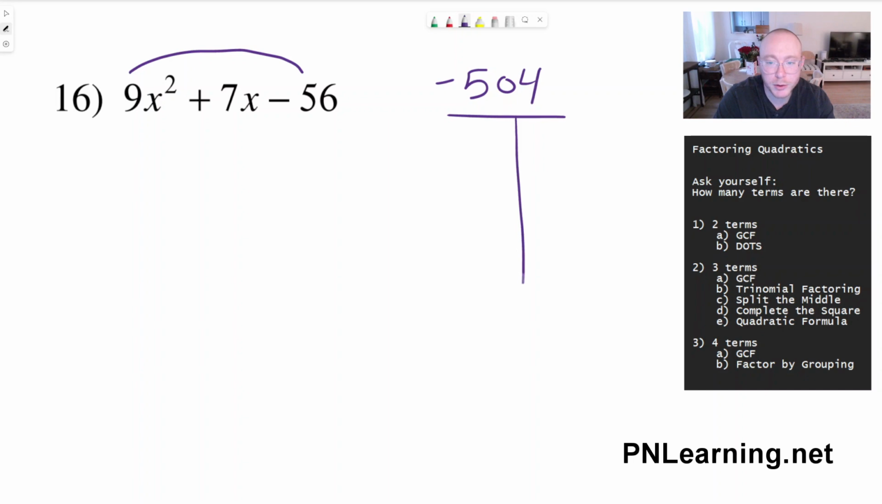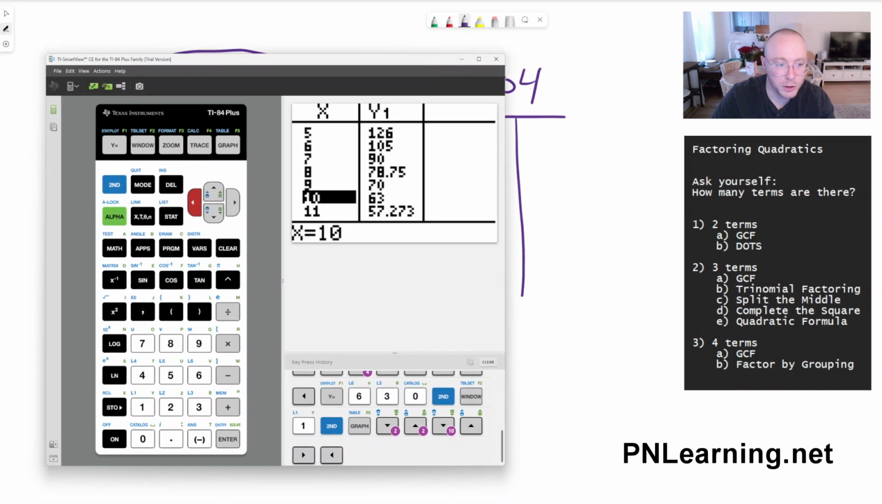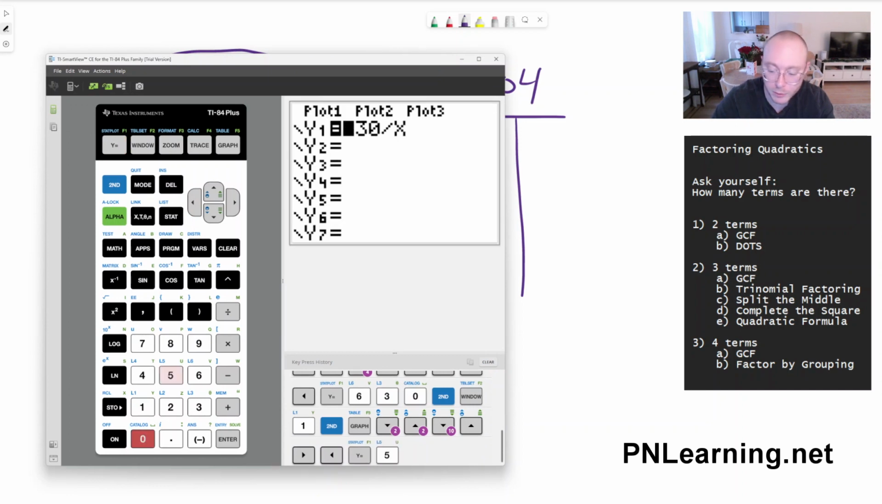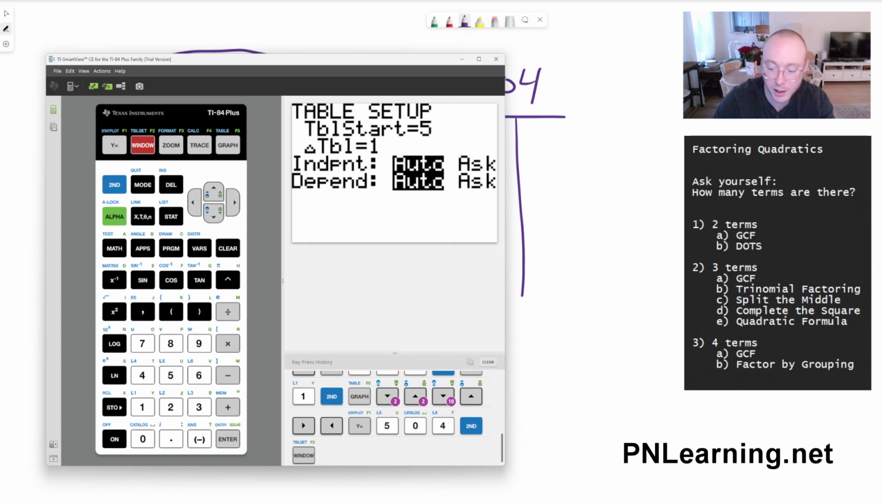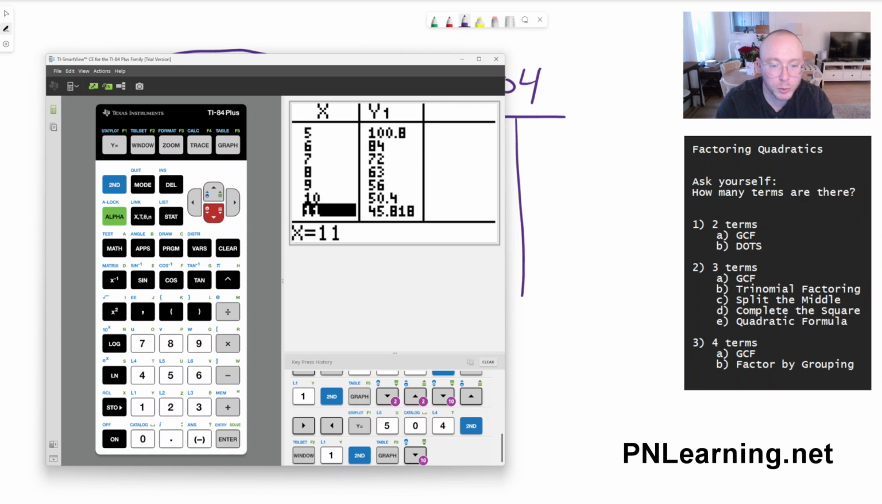Again, we've got a big number here, so let's go to the calculator for this one. We have a negative 504, so that means we actually want to find factors that have a difference of 7. So let's put that in, 504. Again, second window to make sure we're starting at 1, and then second graph, and here we go. We're looking for factors that have a difference of 7. So I'm going to go down because the lower we go on these lists, the closer together the numbers are.